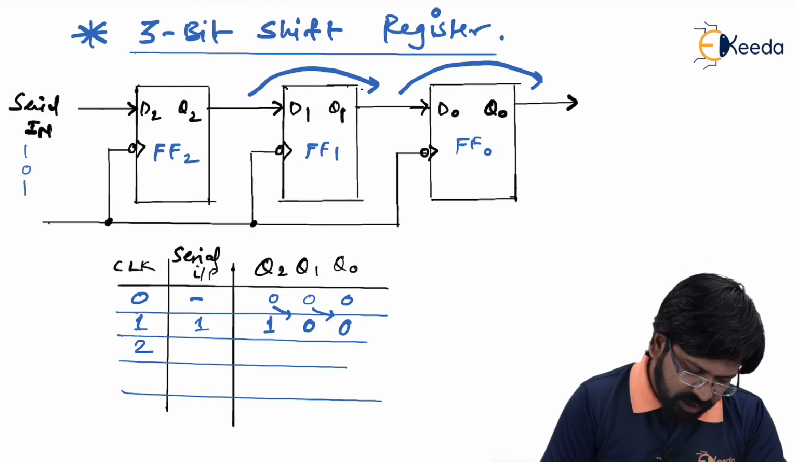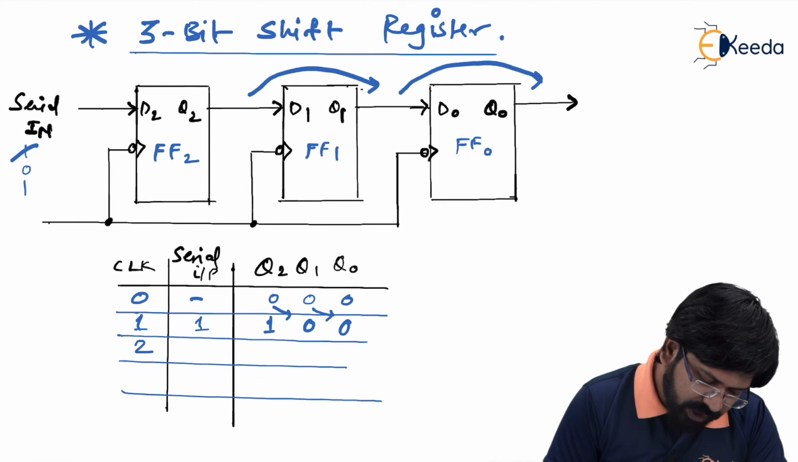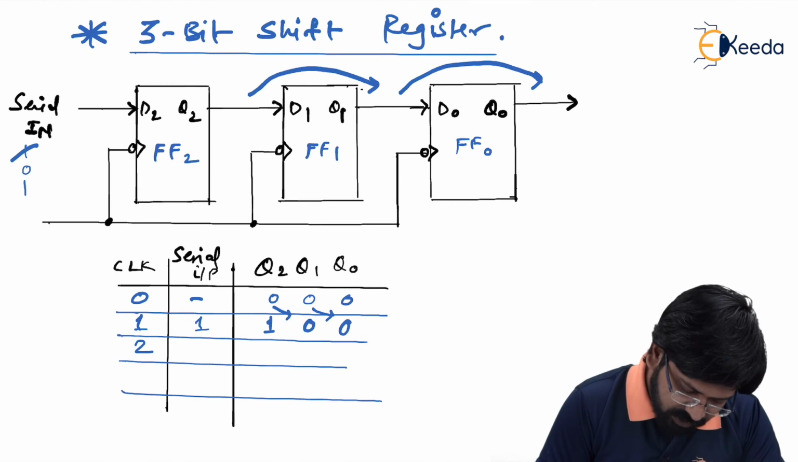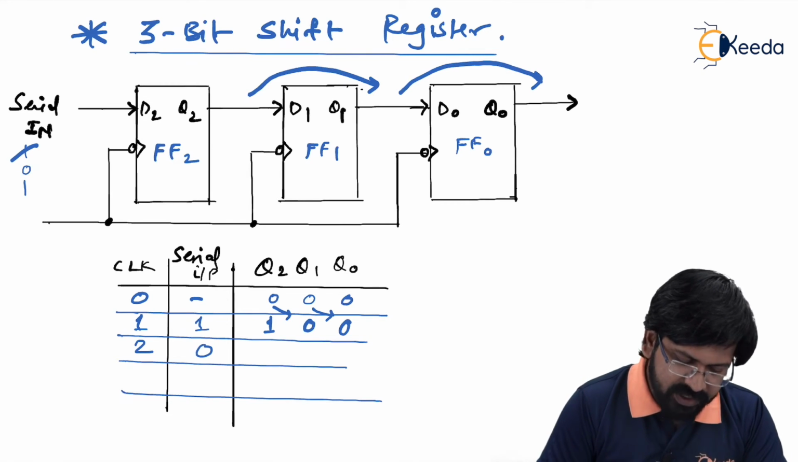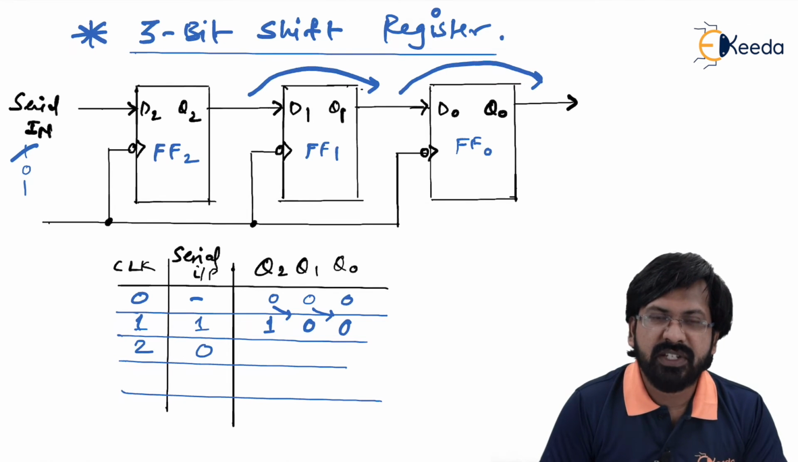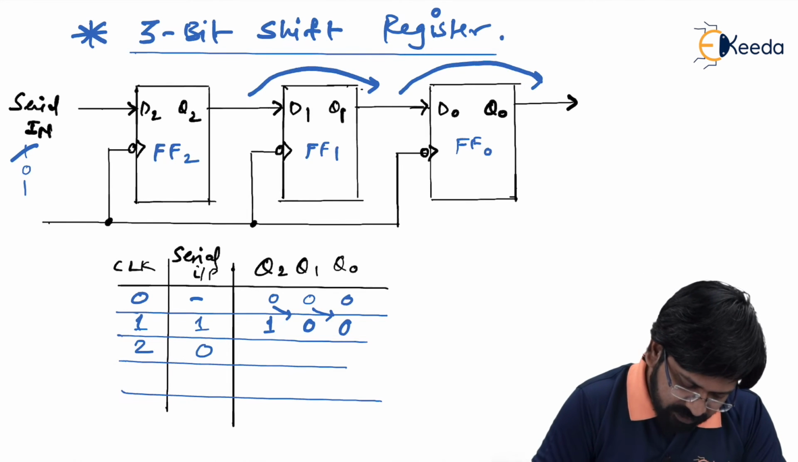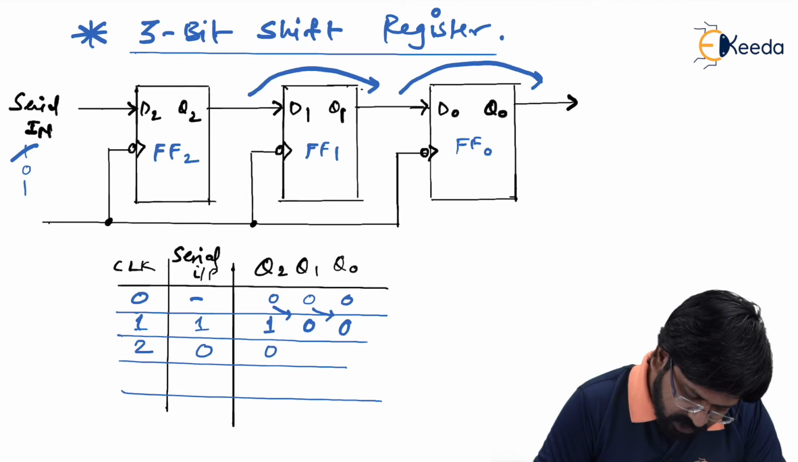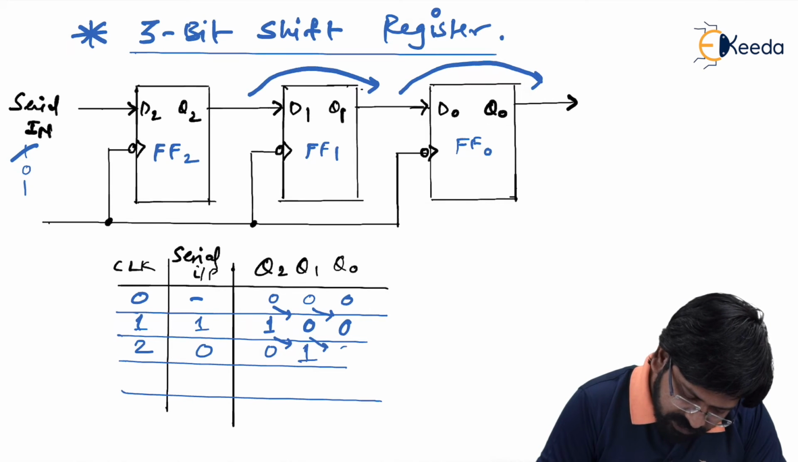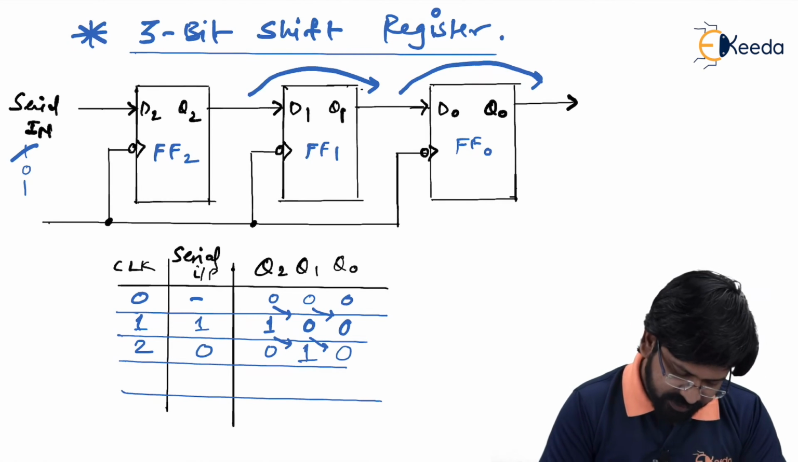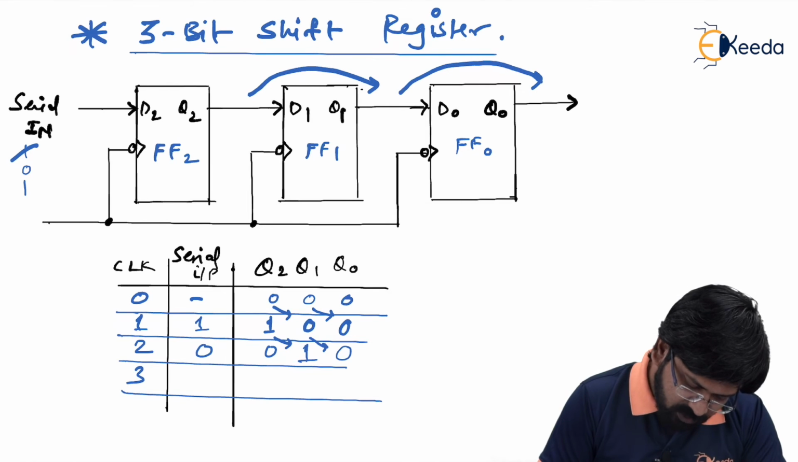At second clock, I'm going to remove the first data and I'm now going to give the new data as 0. So assuming new serial input is 0, this 0 appears at D2, and because of the negative edges or clock edges given, this 0 gets copied on Q2, the previous Q2 gets shifted to Q1, the previous Q1 gets shifted to Q0. Is that right?